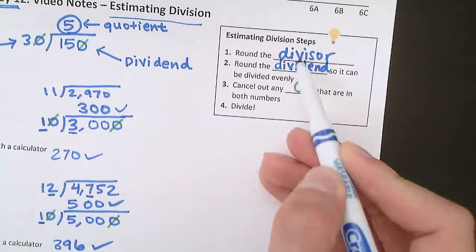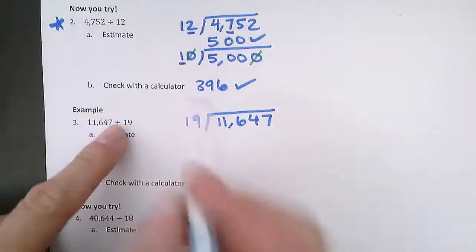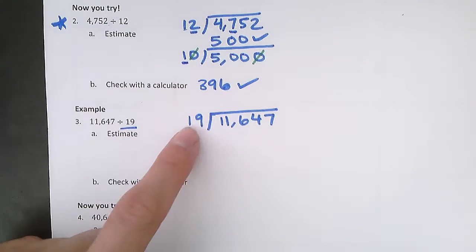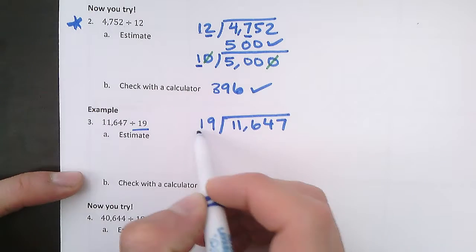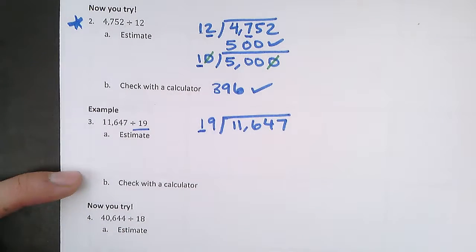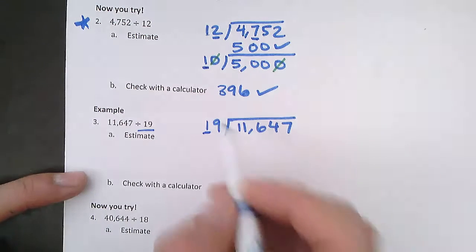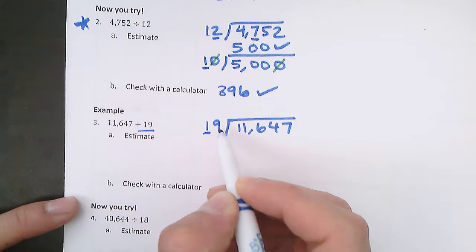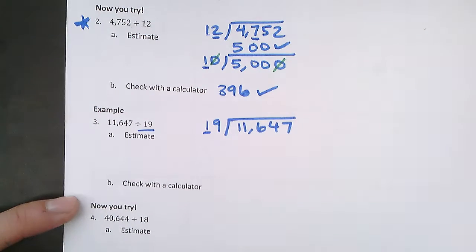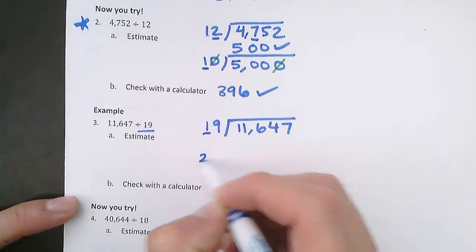So step 1 is to round the divisor. That's the number we're dividing by. So 19, if I want to round it to this first digit, that's in the tens place, I think to myself, 19. Well, the number right after is 9, which is 5 or greater, so it's going to round up. So this becomes a 2.